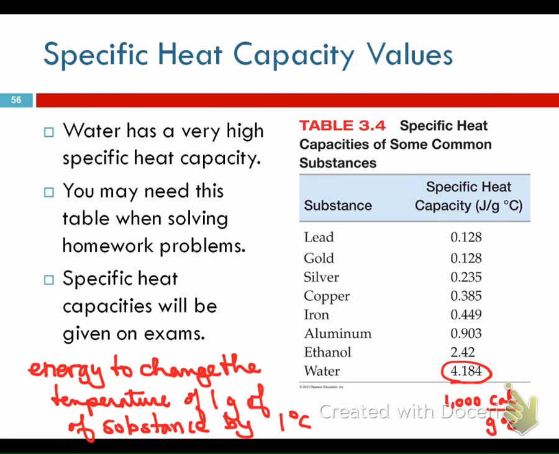It would take 1,000 calories to change my temperature 1 degree. That's kind of what that means. Now, if I was something like lead, it would take 10 times less energy to change my temperature. So metals can have really large temperature swings, right? Things like water have very small temperature swings.